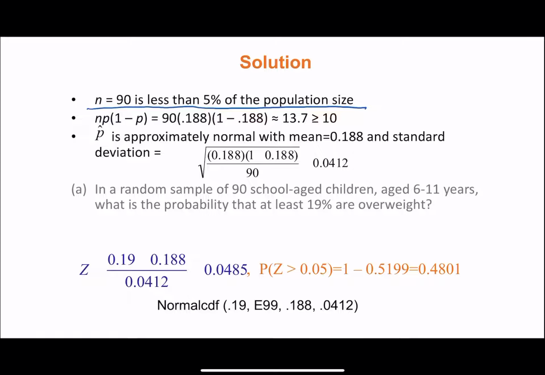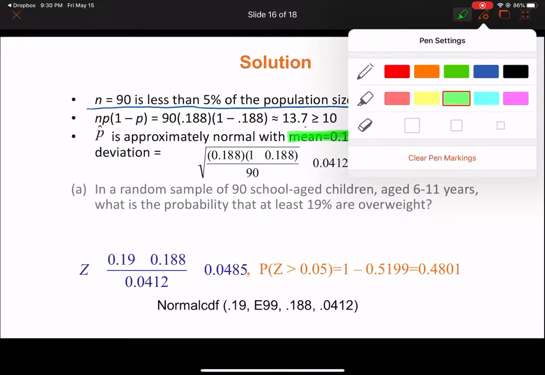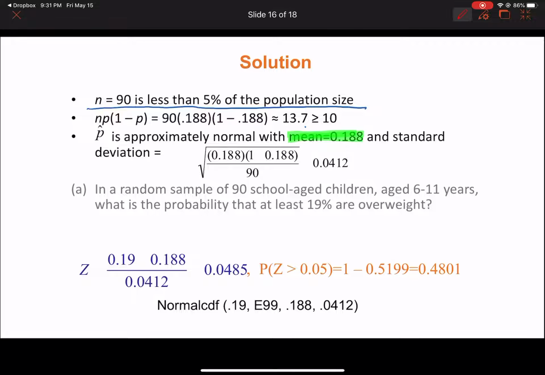N times (1 minus p) is 13.7, which is greater than or equal to 10, so we are normally distributed. Now we need to find our mean and standard deviation. Our mean, because 18.8% are overweight, is 0.188. That is our mean.